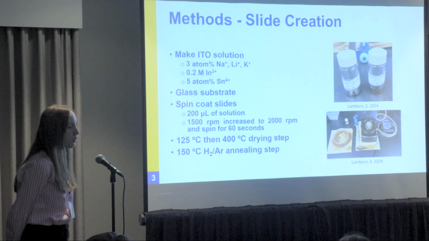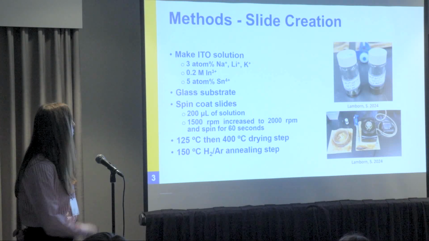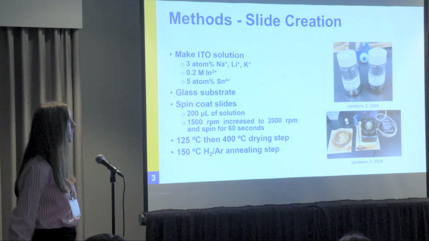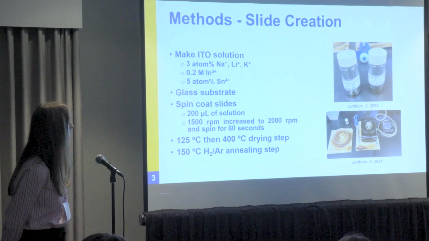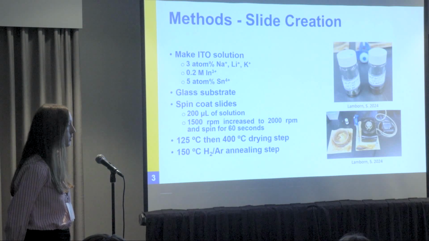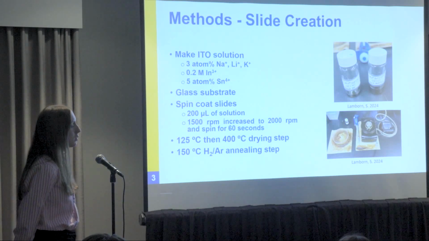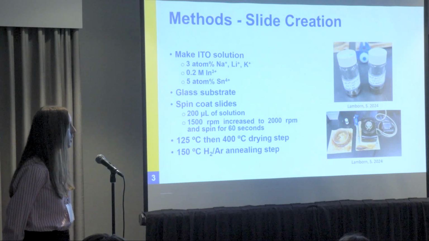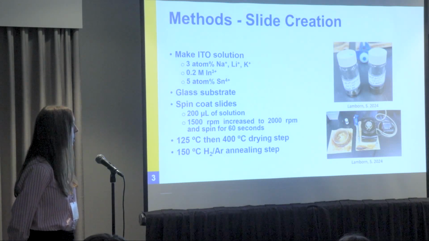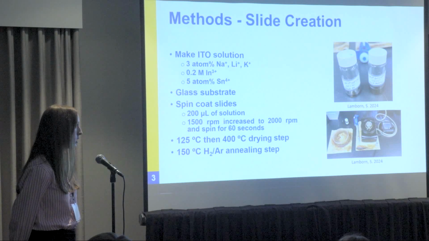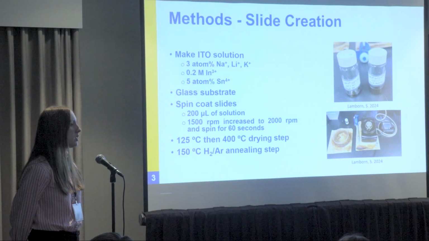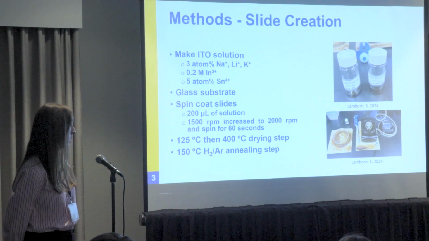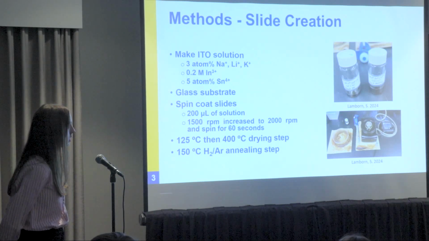So to make these ITO slides, we added 3 atom percent sodium, lithium, and potassium cations into our standard ITO solution with 0.2 molar indium 3+ and 5 atom percent tin 4+. We deposited these onto a glass substrate, and we spin coated with 200 microliters of solution, and we spun it at 1500 RPM, increased to 2000 RPM, and spun for 60 seconds.